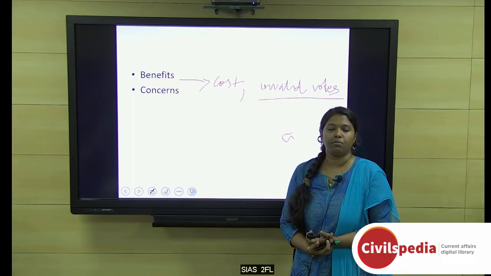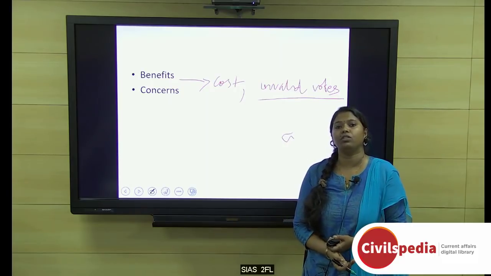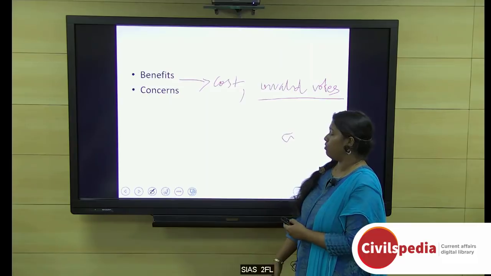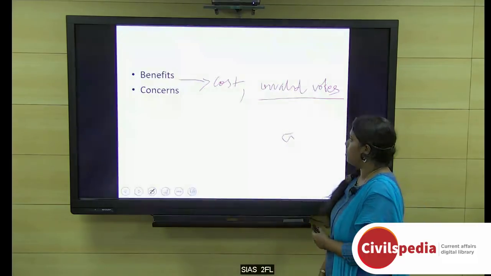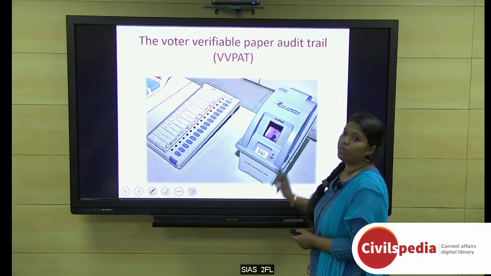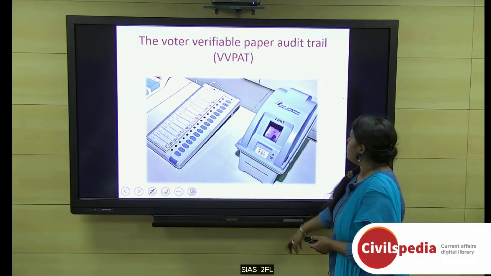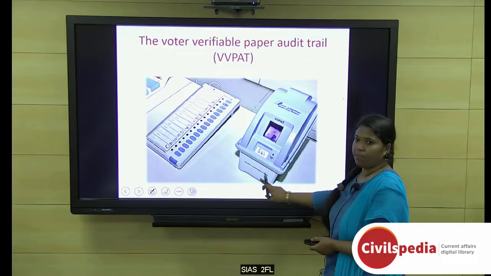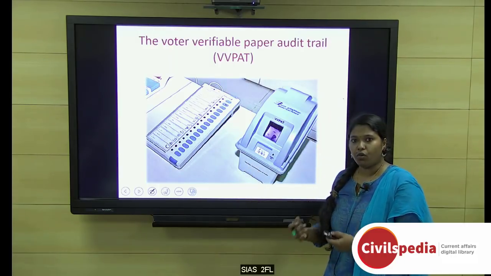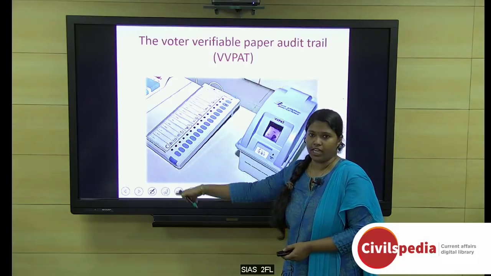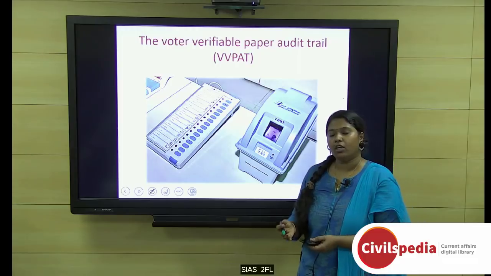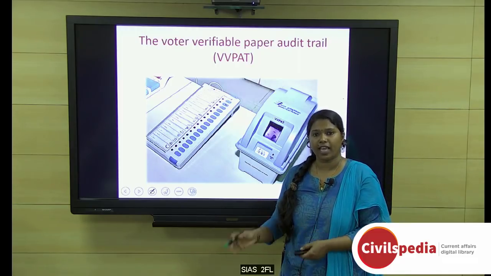Because of this, Election Commission has recently decided to bring VVPATs along with electronic voting machines. So you can see, VVPAT is voter verifiable paper audit trail. Here you can see this is the VVPAT. It is attached to the electronic voting machine. And when the voter presses the button of the electronic voting machine, a paper will be printed with the symbol and the name of the candidate.